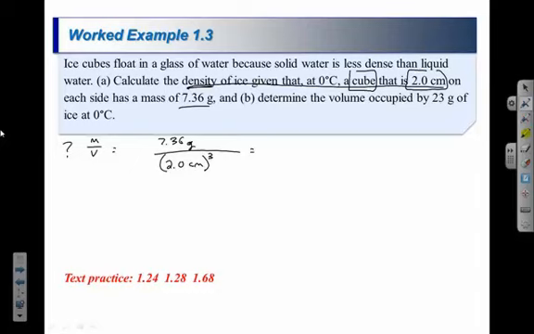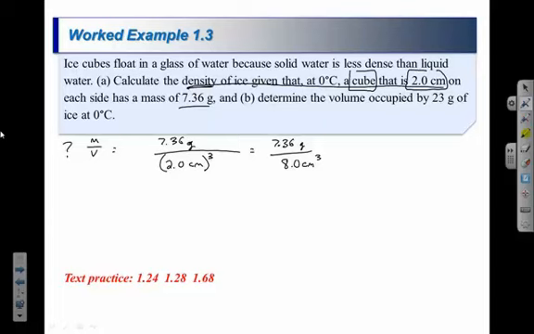So I'm going to have 7.36 grams over 2 cubed, which is 8. I'm cubing the 2 and I'm cubing the unit. So my units become gram per centimeter cubed. That's a unit of density because it's a unit of mass over volume, so that's fine.